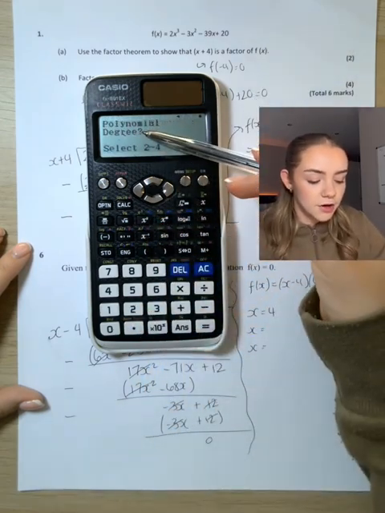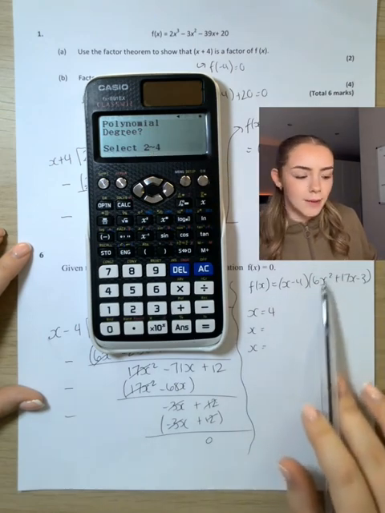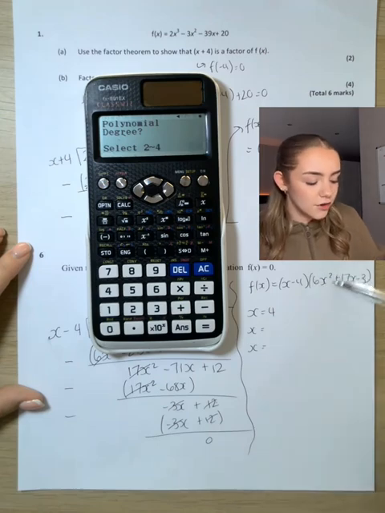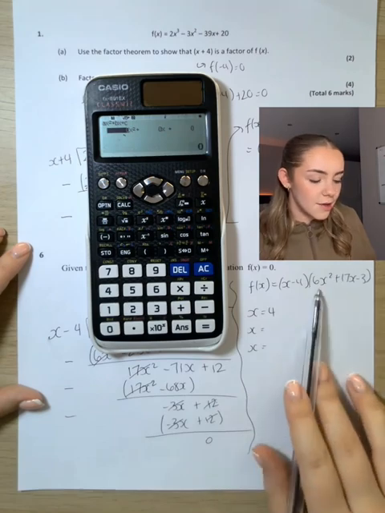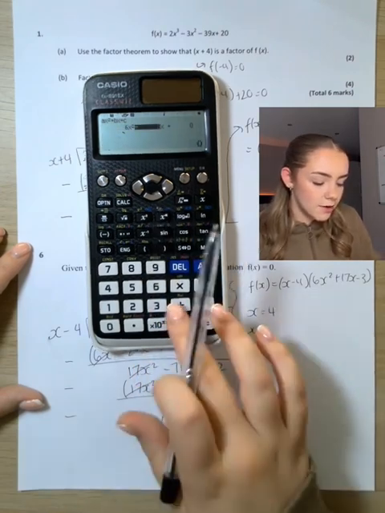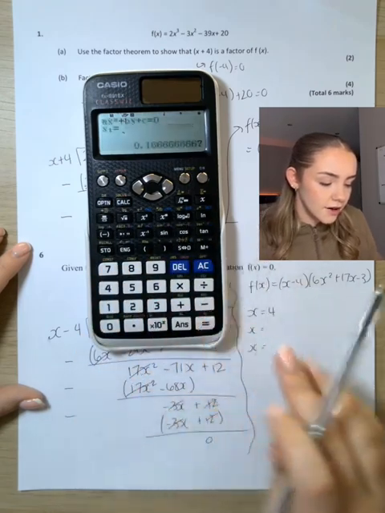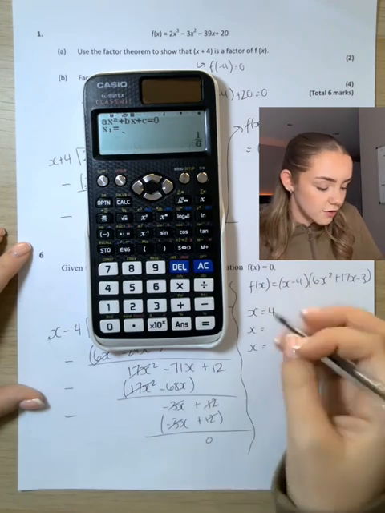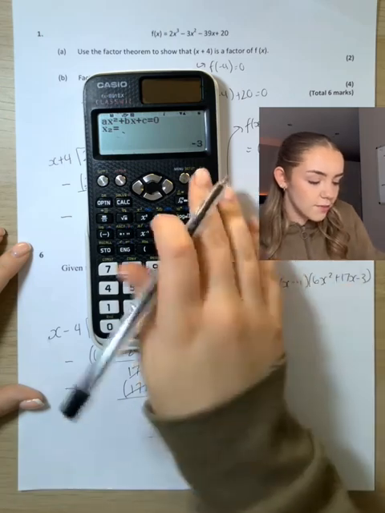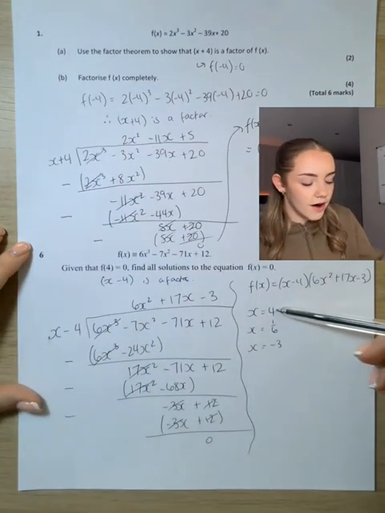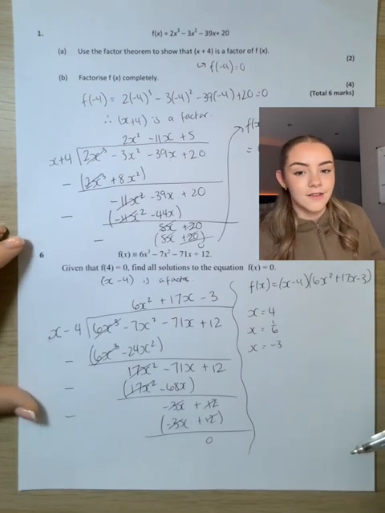And polynomial degree is what your maximum power is. So because we've got 2 as our highest power, that's degree 2. And then literally just type it in. So we've got 6x squared plus 17x minus 3 gives us an answer of, keep that as a fraction, 1 over 6 and minus 3. So here are our three solutions. We've got x equals 4, x is 1 over 6, and x is minus 3 as our final answer.